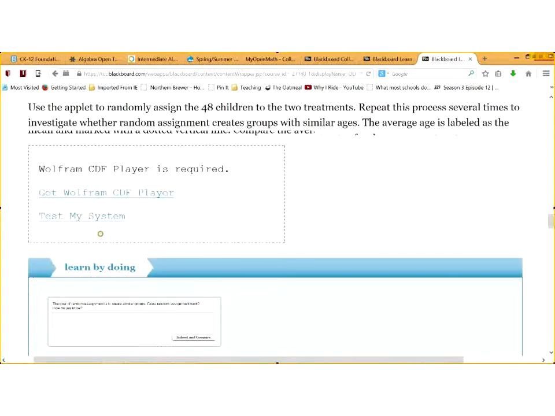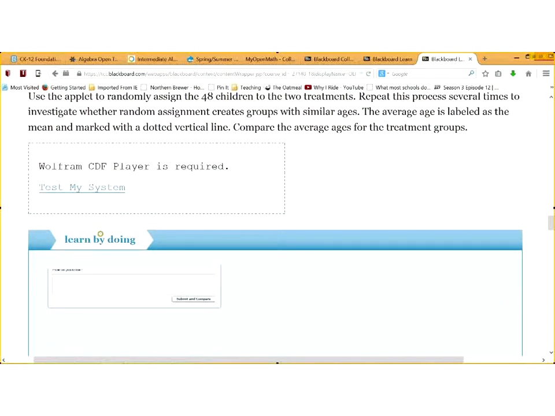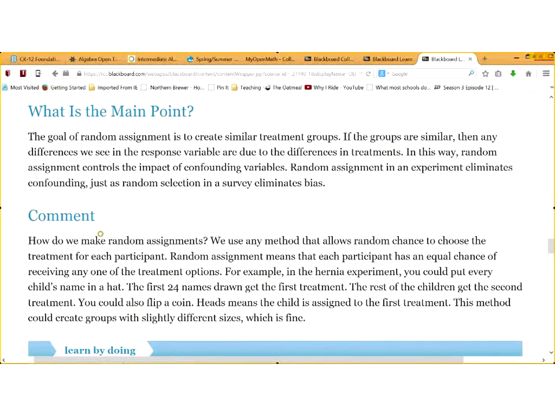Let's see here. And then this, if you go through this CDF, it'll show you that doing random assignment ends up with fairly similar groups. And that's the goal of random assignment. And that's one of the things you need to remember. I think I asked a question like this on the quiz or on a test or something. But basically the idea is to create similar treatment groups. So if they're similar, then any differences we see should be due to the difference in treatment. Okay? And as it says, in this way, random assignment controls the impact of confounding variables.